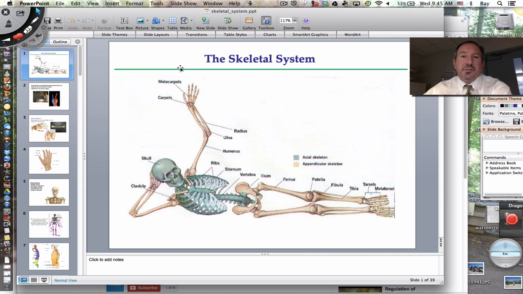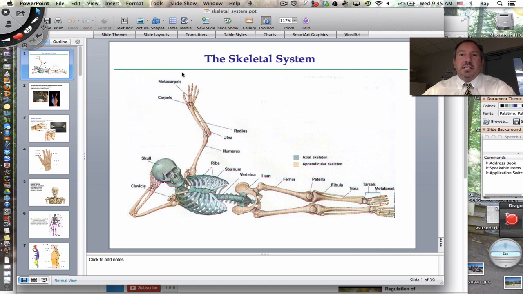Hi everyone, it's Mr. Sinti, and today I have the great pleasure to be discussing the amazing skeletal system of the body. The skeletal system is so incredible, it's so important, and it's so dynamic.